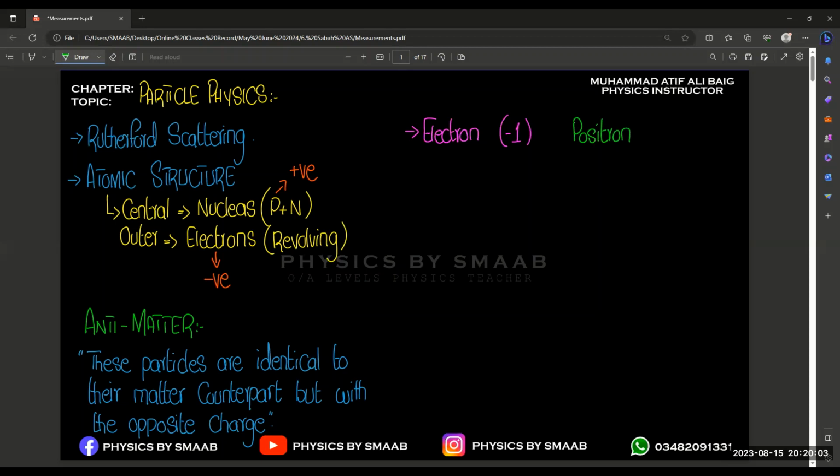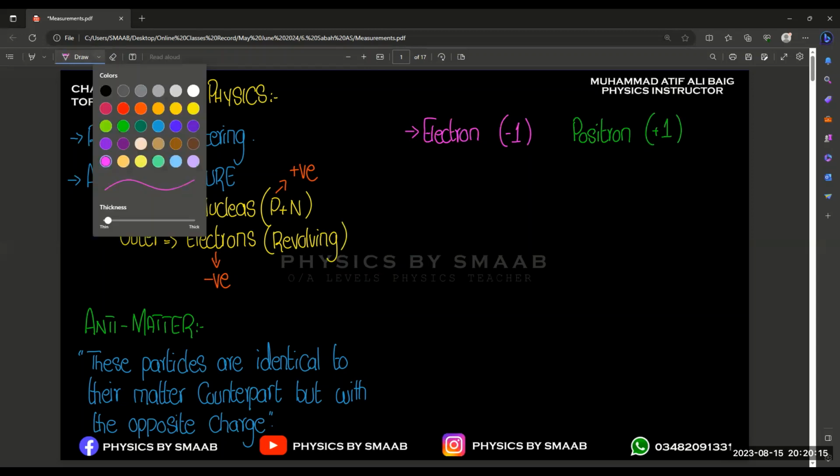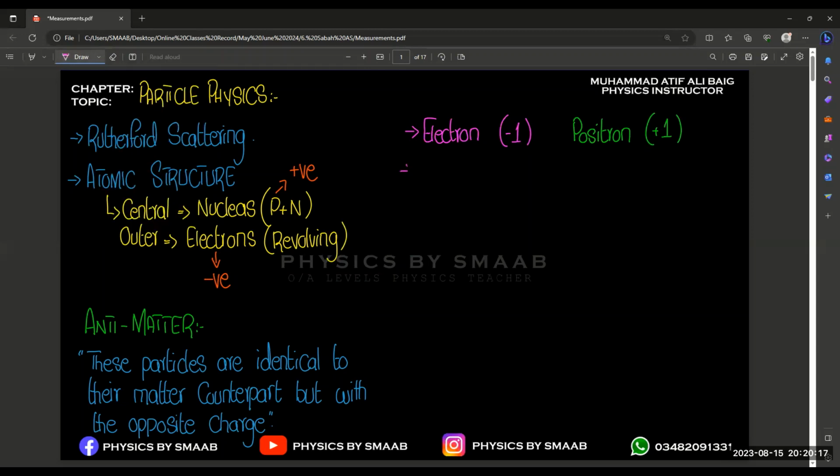So this is the antimatter of the electron, and the charge of this positron is +1, right? Positron is the antimatter of electron, the opposite of electron. In matter it's called electron, but in antimatter it's called positron. So that is the concept.